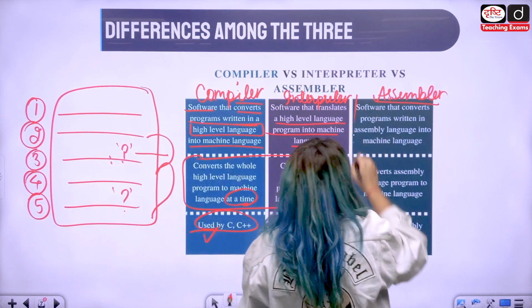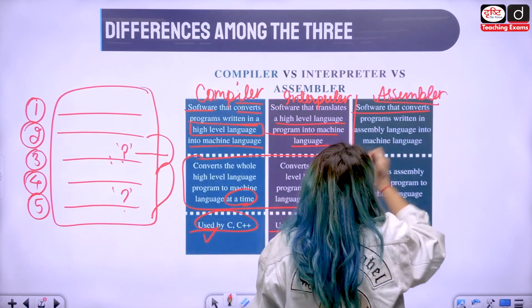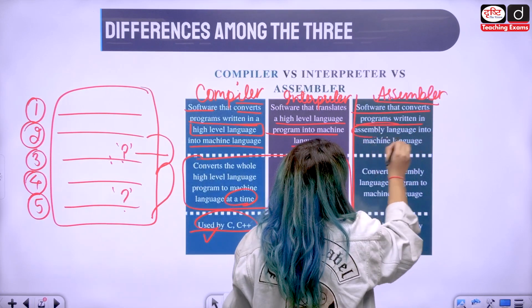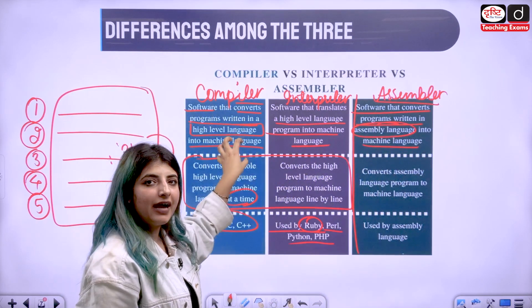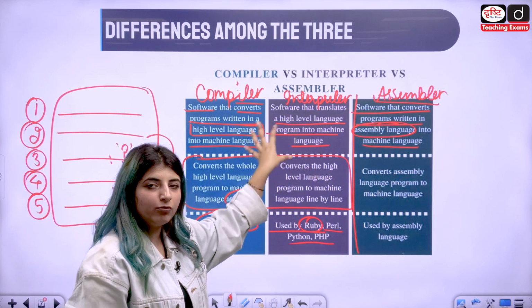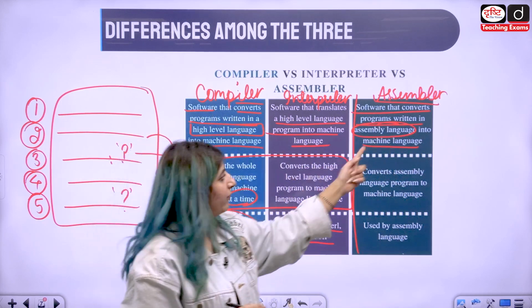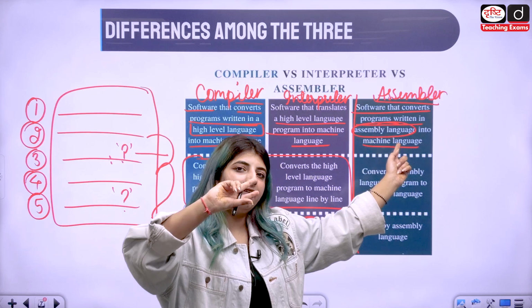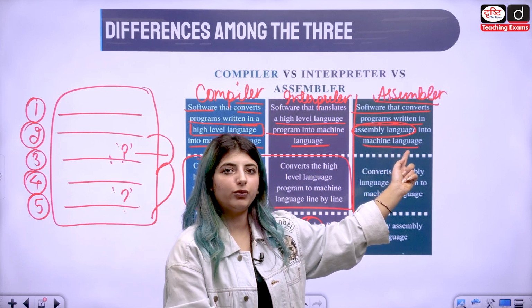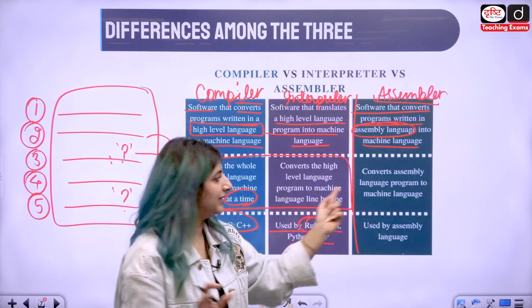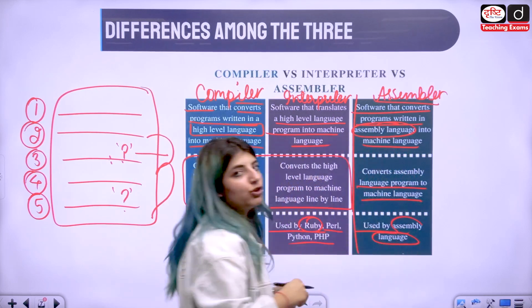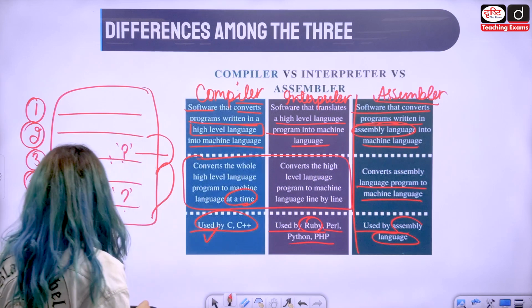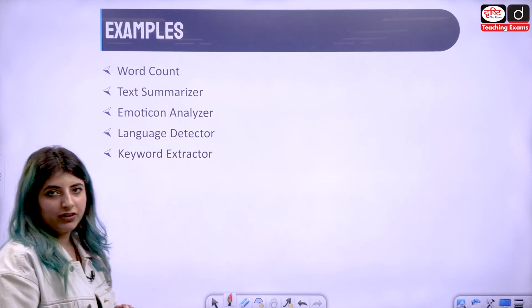Moving forward to a very different type here, an assembler converts programs written in assembly language into machine language. Compiler and interpreter are coming from high level, human readable, to the machine level language. Here, from one low level language we are moving to the machine code of binaries. Correct? Machine language is used by assembly language only. Correct. Moving forward, I hope you guys understood the differentiation.